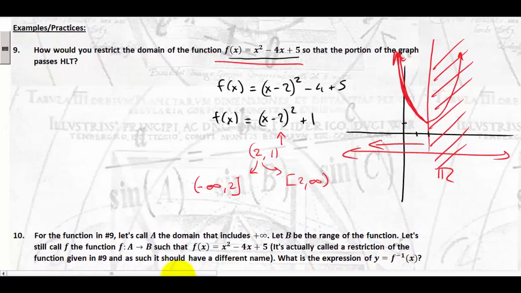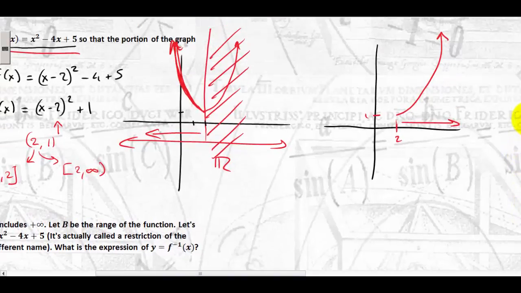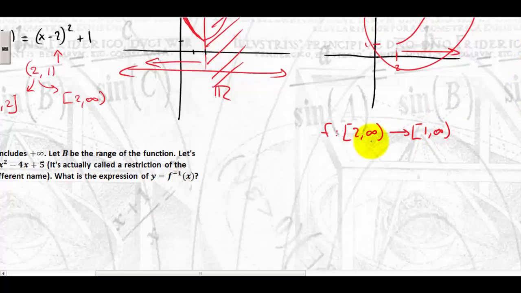Okay, now you're going to be doing the next example. It's quite important, okay? I'm talking about this function right here, the one I just went over in example number 9. And I want you to restrict it with the domain that includes infinity. So basically, we are looking at this function right here. Let me write it for you. It's a function that goes from [2, infinity) into [1, infinity), okay? And I want you to find the expression of the inverse of this function.